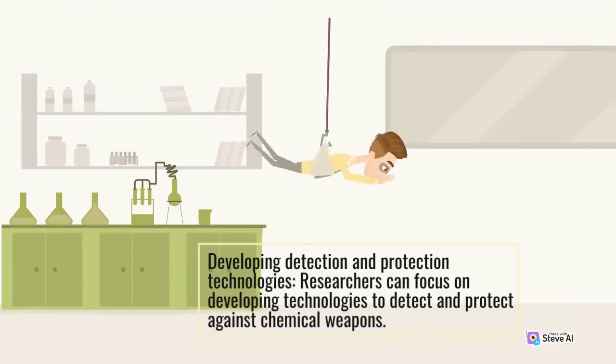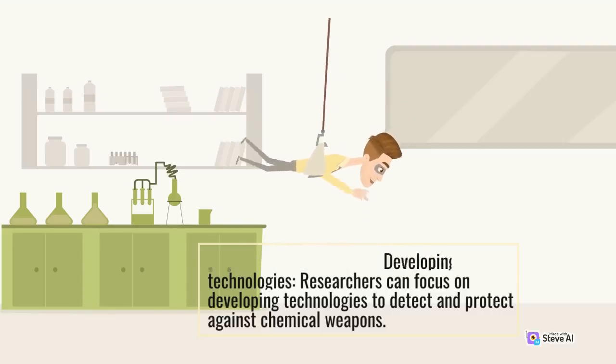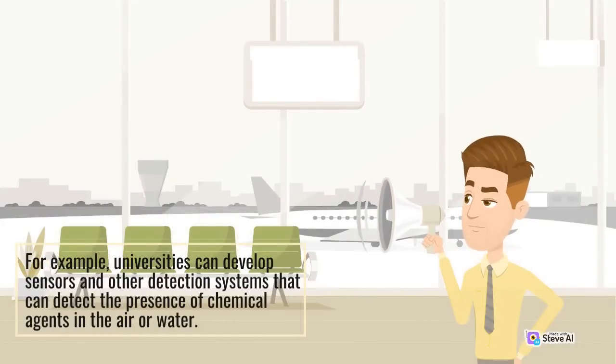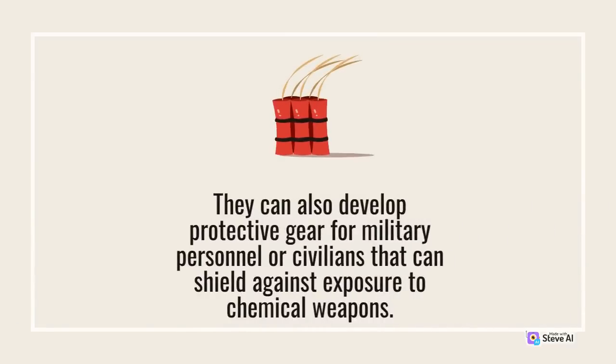Developing detection and protection technologies. Researchers can focus on developing technologies to detect and protect against chemical weapons. For example, universities can develop sensors and other detection systems that can detect the presence of chemical agents in the air or water. They can also develop protective gear for military personnel or civilians that can shield against exposure to chemical weapons.